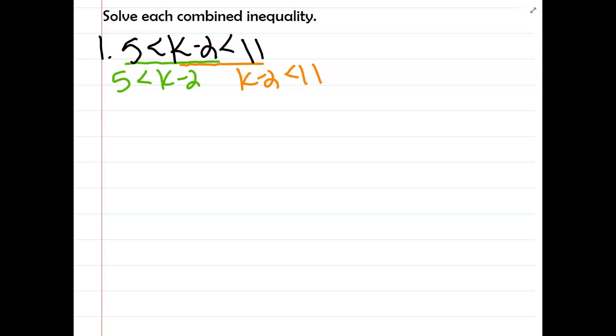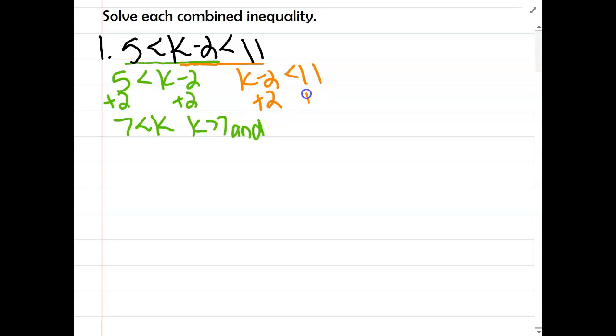And then once you write down your two inequalities, you just solve both of them. And this is an easy one to solve. If I add 2, we have 7 is less than k. It would be better to flip this around and say k is greater than 7. And the second one, we add 2 and we have k is less than 13. Okay, now that's your answer, but we want to graph our answer. I need to graph all of the numbers that are greater than 7 and less than 13.